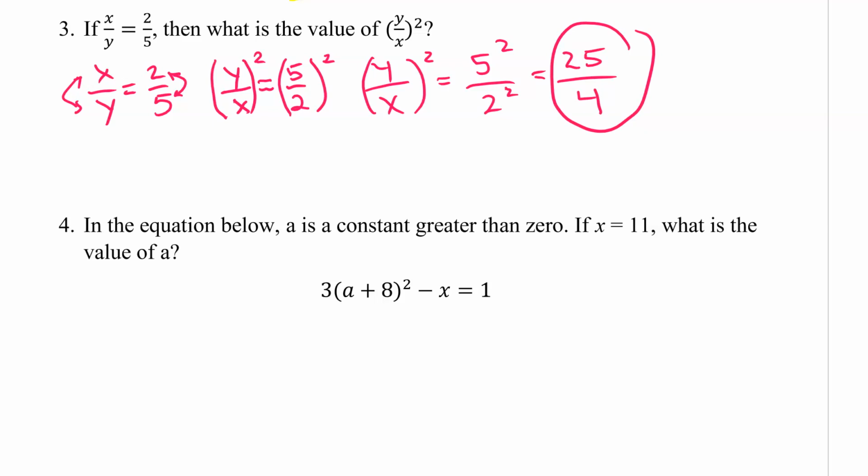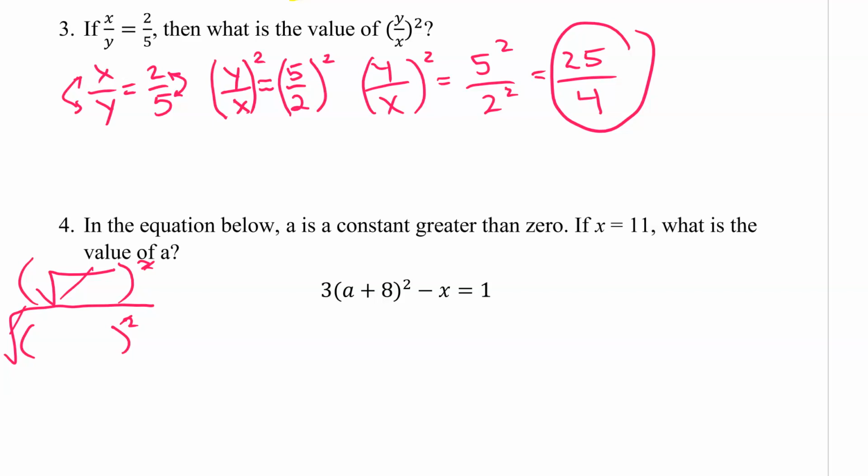This is just like I told us last time. Whenever we've got a square root, we're going to get that by itself and then square it to get rid of it. And whenever we've got a squared expression, we're going to get that by itself and then use the square root to get rid of it. So these two undo each other and then cancel both of those ways. So in this case, we've got a squared that we're going to try to get rid of. So in the equation below, a is a constant greater than 0. If x is equal to 11, what is the value of a?